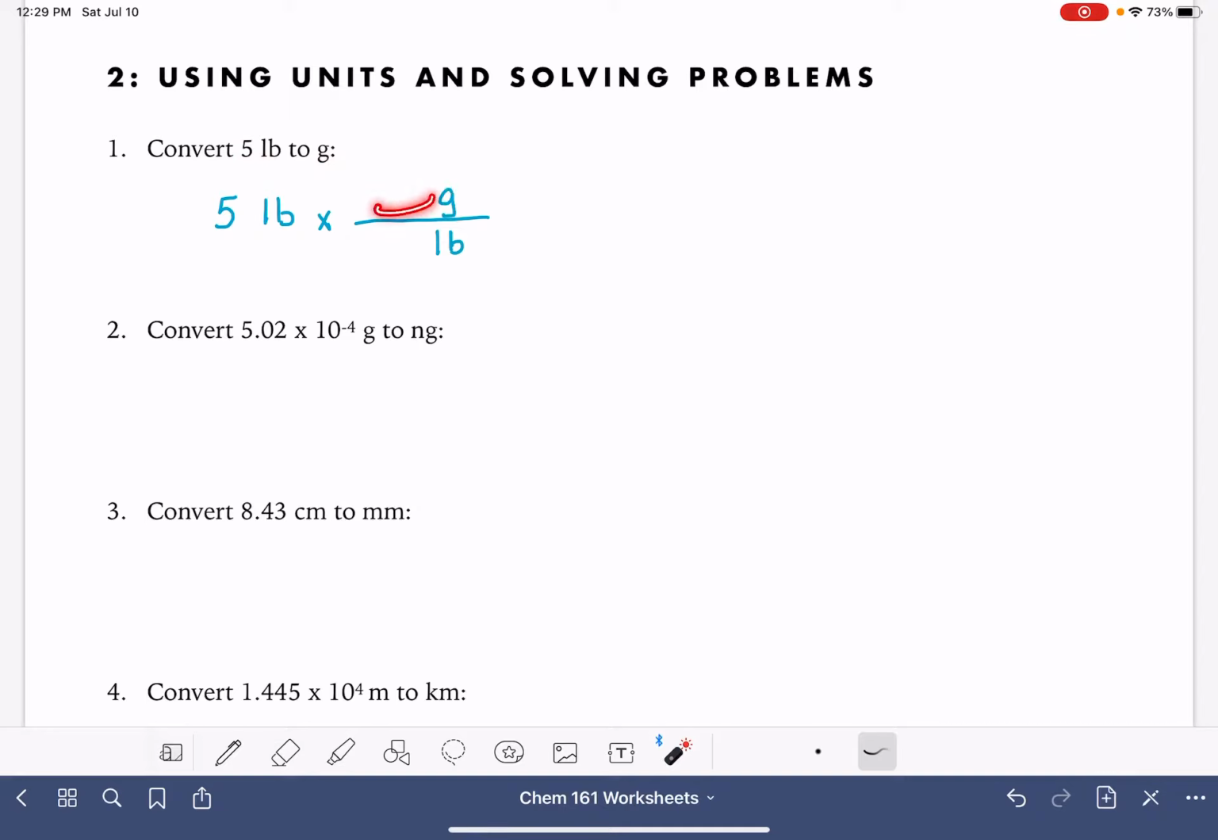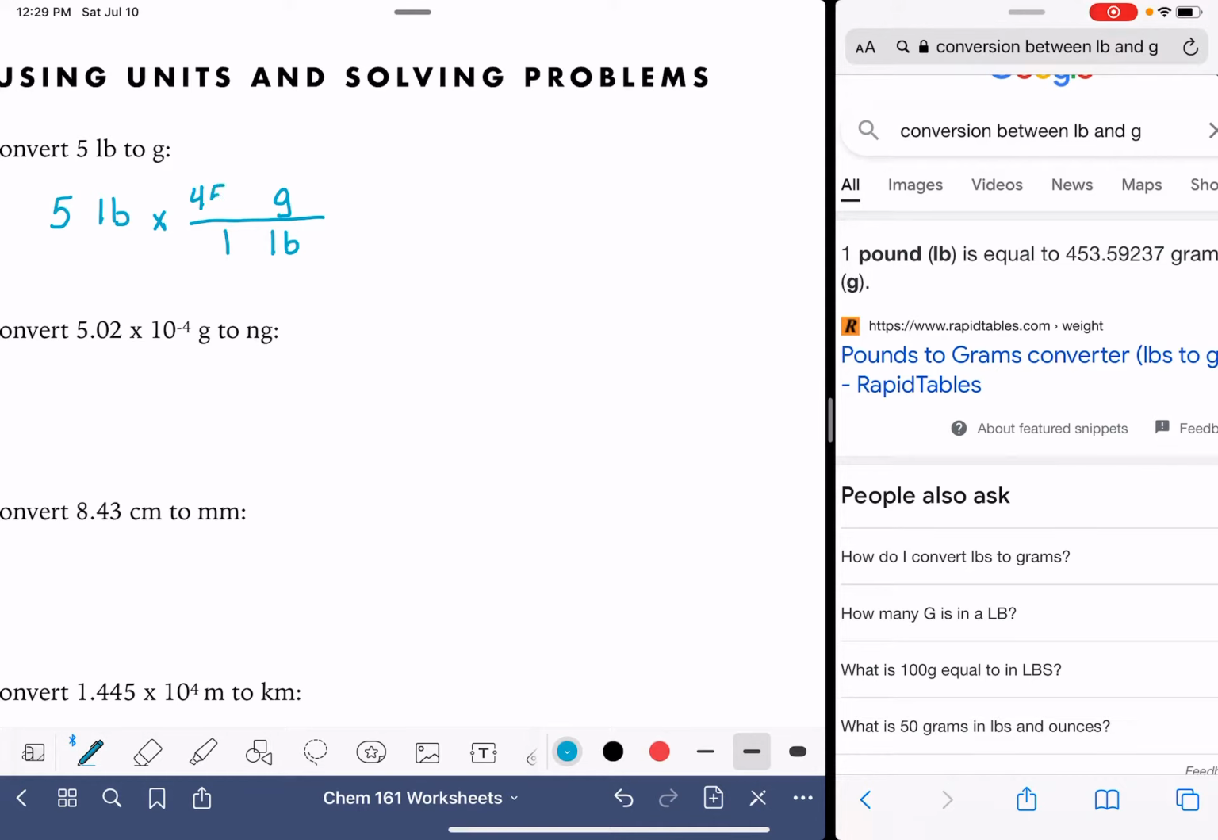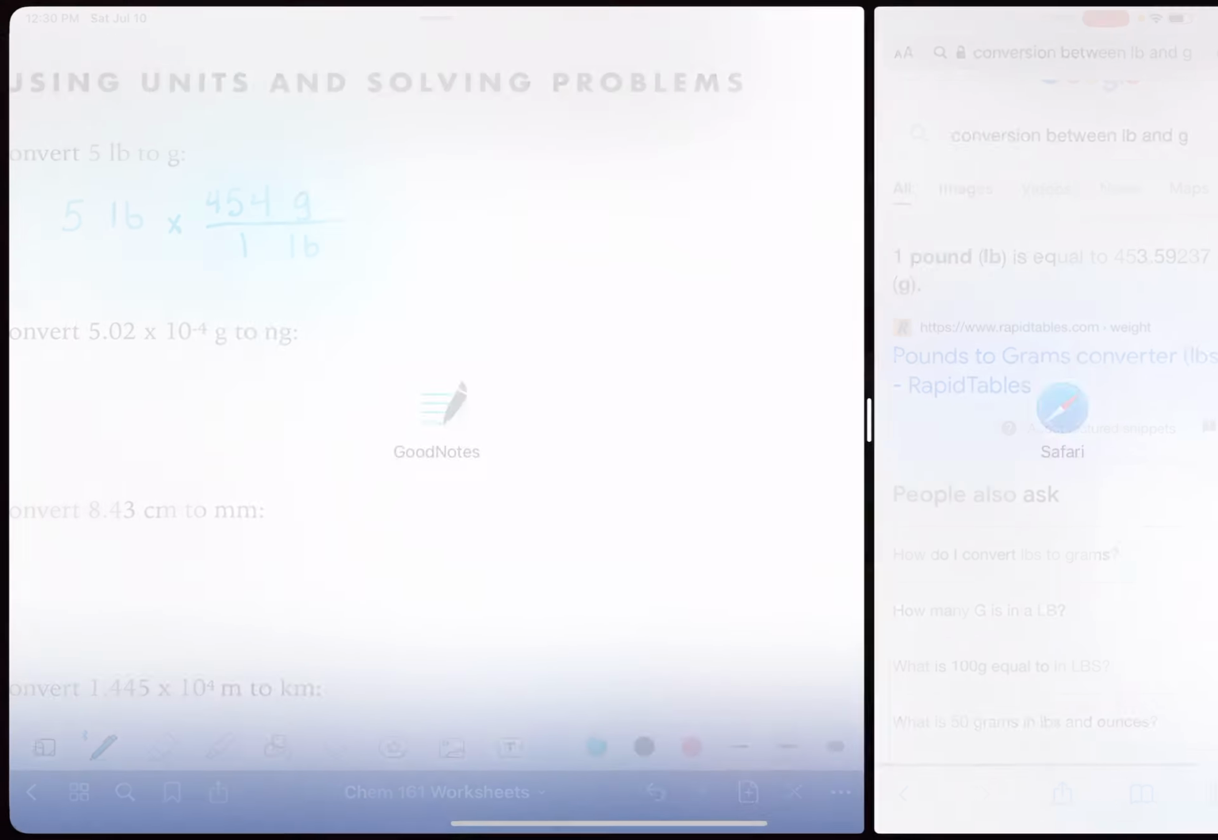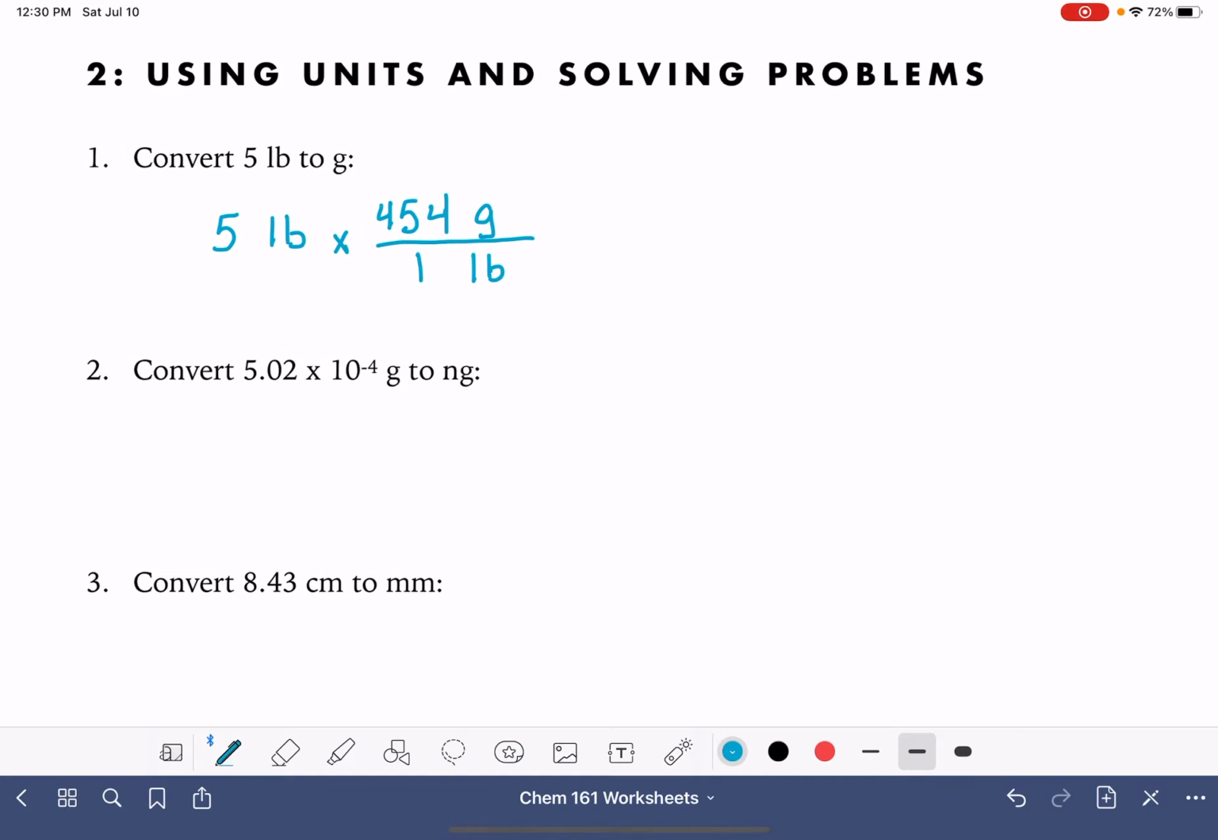But in the interest of showing how to set this problem up, we could look up a conversion between pounds and grams to get that actual conversion factor. So this is telling us that 1 pound is equal to 454 grams, rounded. This is how we would set that conversion up, and the pound units cancel and we end up with units of grams. 5 times 454 is 2270 grams. And it's also really likely that your calculator has a unit converter in it that would do this conversion for you.